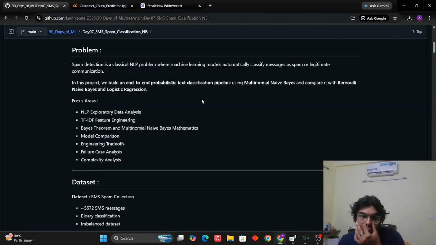In this problem, we have implemented a naive Bayes classifier, and I'll be explaining in detail why we chose this as the model. We also did a comparison of the naive Bayes model with logistic regression as well. So without wasting time, let's move forward.